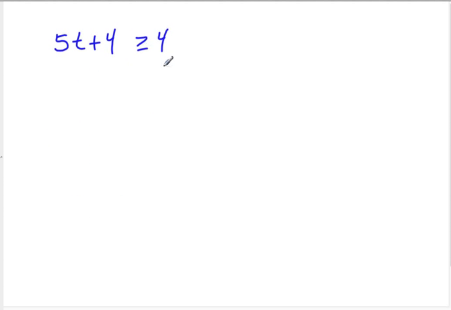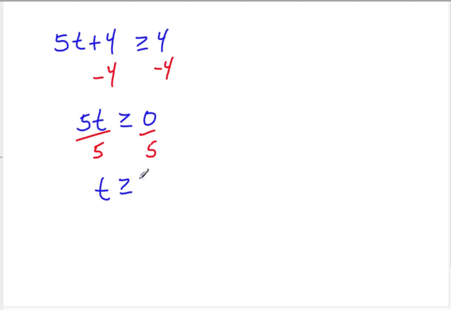Next one, 5t plus 4 greater than or equal to 4. I'm going to subtract 4 first, leaving us with 5t greater than or equal to 0. Now we're going to divide both sides by 5. Don't be concerned with the 0, it still works. 0 divided by 5 is 0. And we're going to graph that. It's going to be a closed circle at 0. I'm going to put another point on here just for the heck of it. And we're going greater.